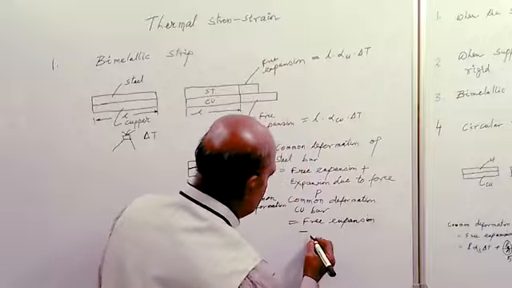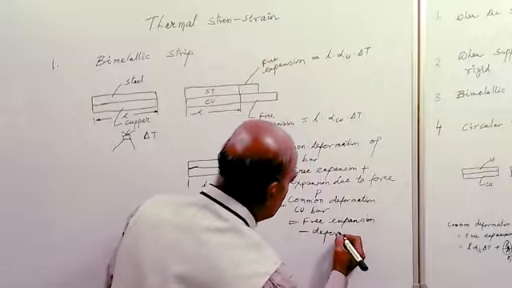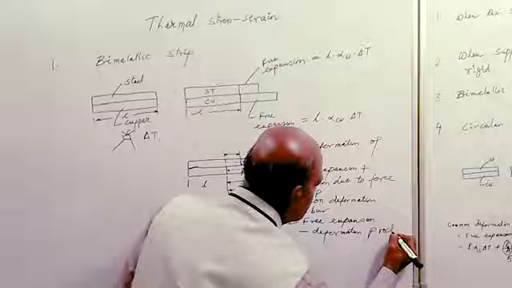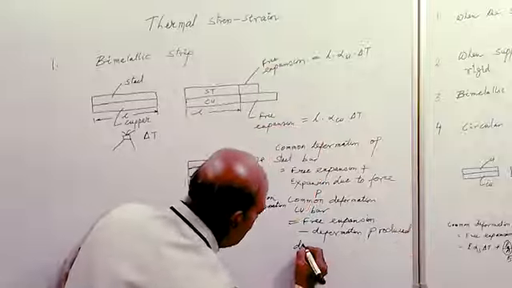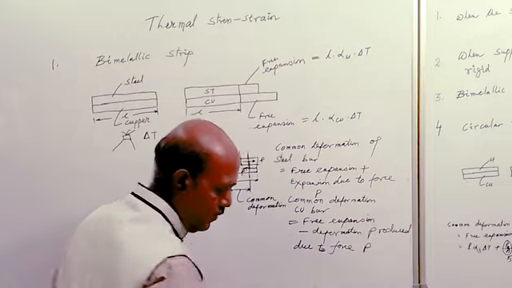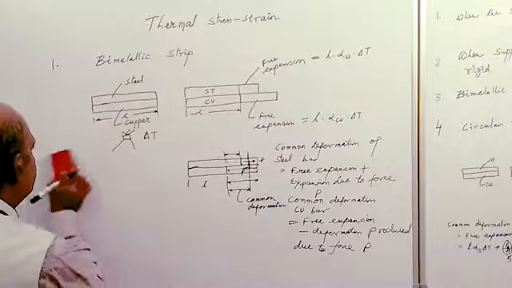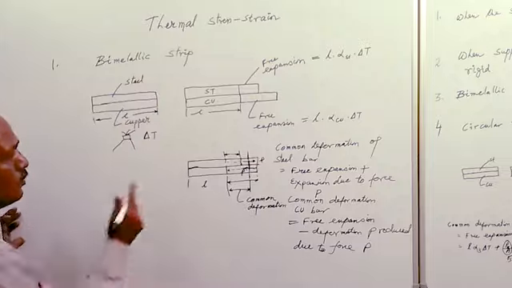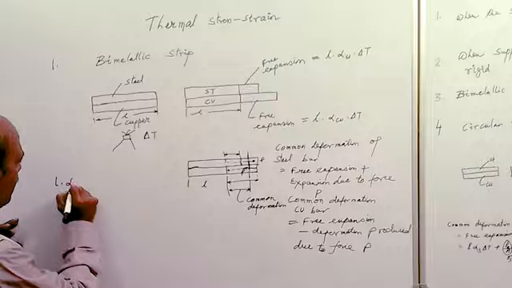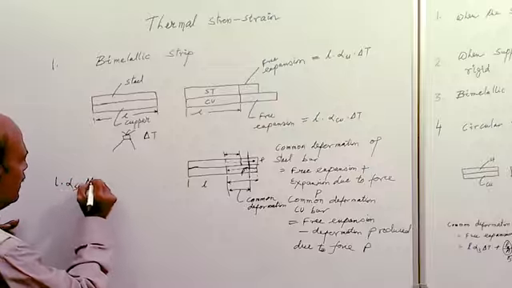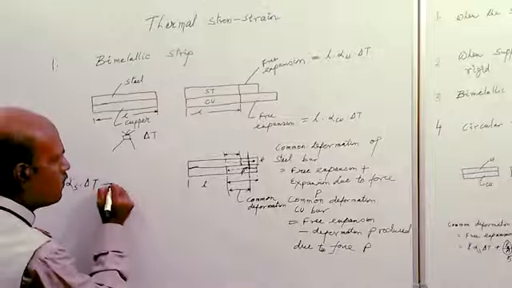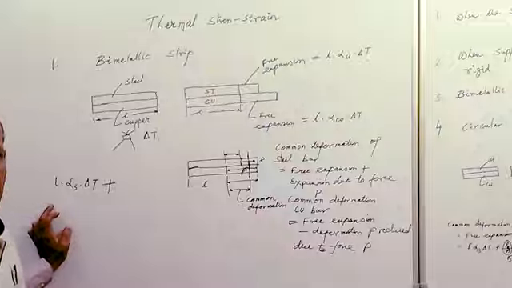Minus the deformation, or expansion, produced due to force P. So now let us say the free expansion of the steel bar, that is L into alpha S into delta T, that is the free expansion of the steel bar, plus the expansion of the steel bar due to force P.